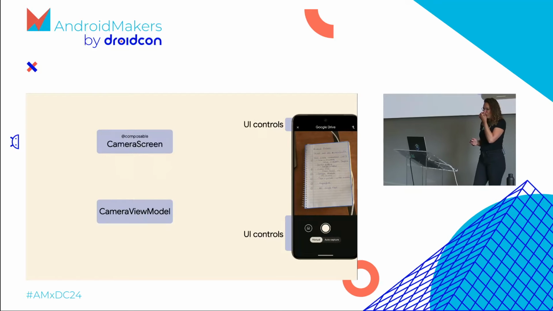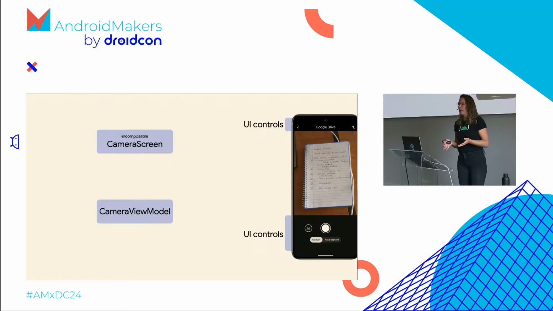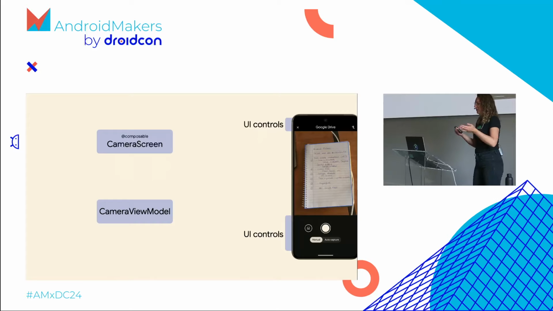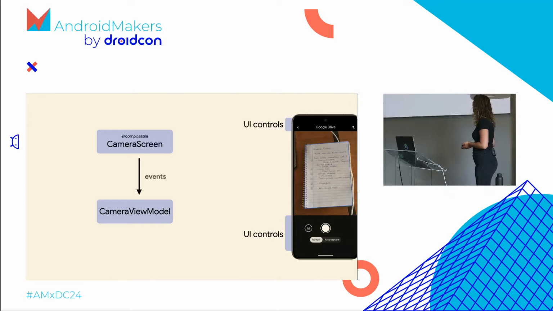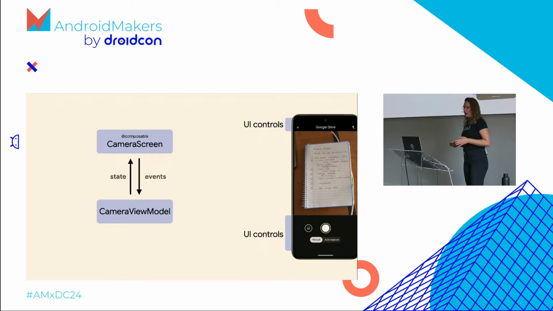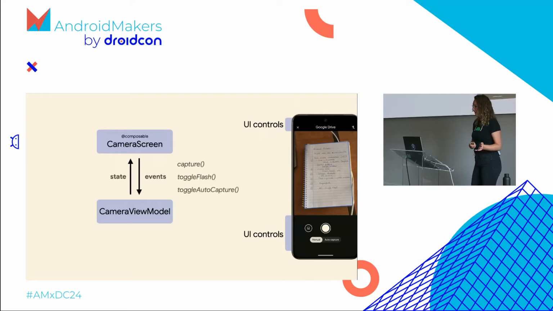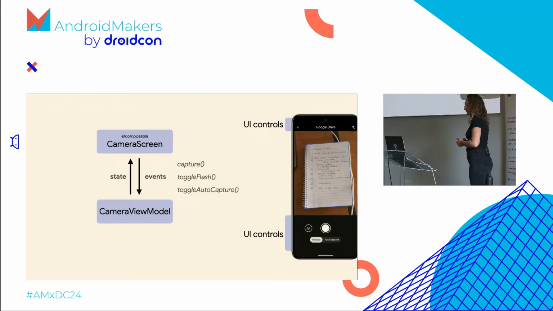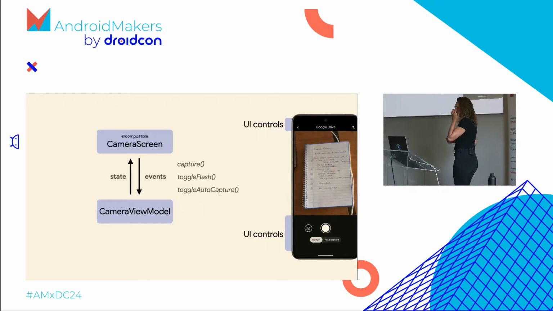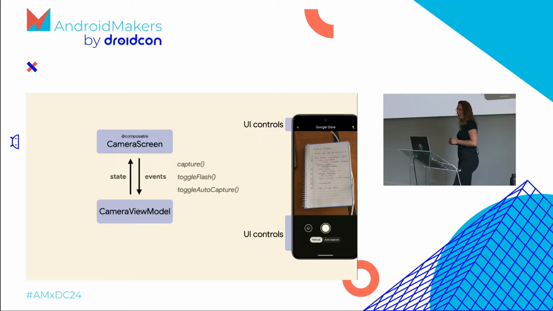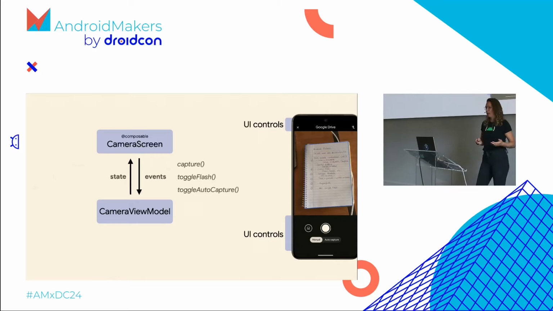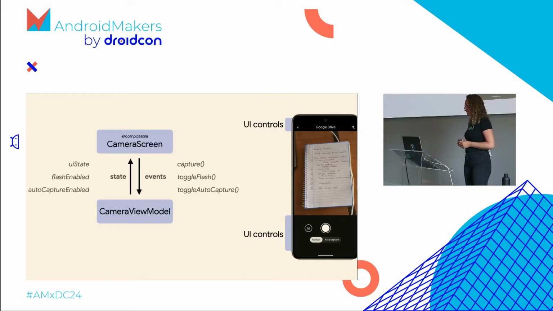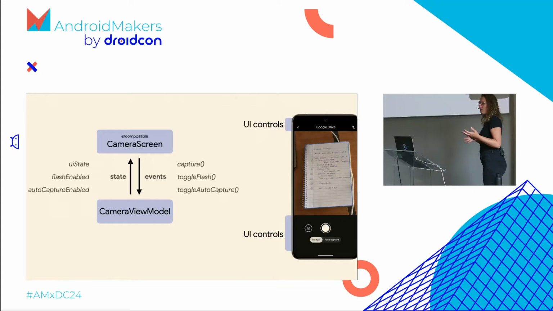Now, for the UI controls, they work in a similar fashion to any Compose UI. We pass events into our view model, and then state is being passed back to the composable that then can render it. Possible events here are capturing an image when pressing the capture button, or toggling the flash or auto capture states when tapping those respective buttons. The state describes what state the UI is currently in, and whether the flash and auto capture features are currently turned on, so the UI controls can be rendered correctly.